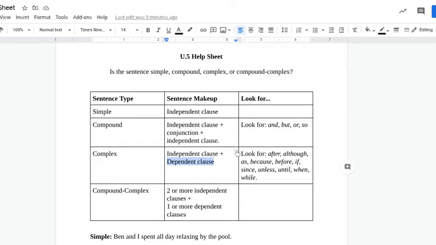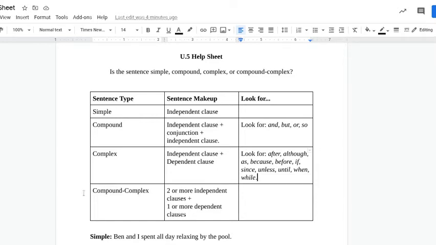Often the sentence is going to start with these words: after, although, as, because, before, if, since, unless, until, when, and while. So look for those transition, introduction words at the beginning of these sentences because they are very likely going to be complex. These words give those complex sentences away.